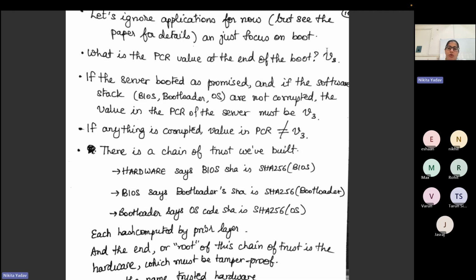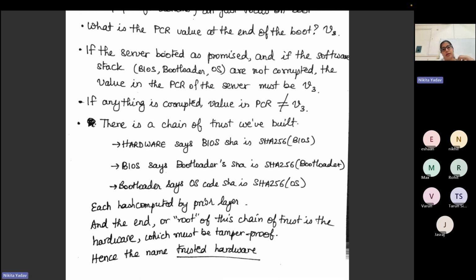Along with this, the cloud provider will also say, okay, this is the bootloader, this is the BIOS, and this is my OS with this version, and so on. These are the details of my software stack, and this is my proof. If the server booted as it promised, and if the software stack, BIOS, bootloader, and OS, are not corrupted, then the value in the PCR of the server must be V3.